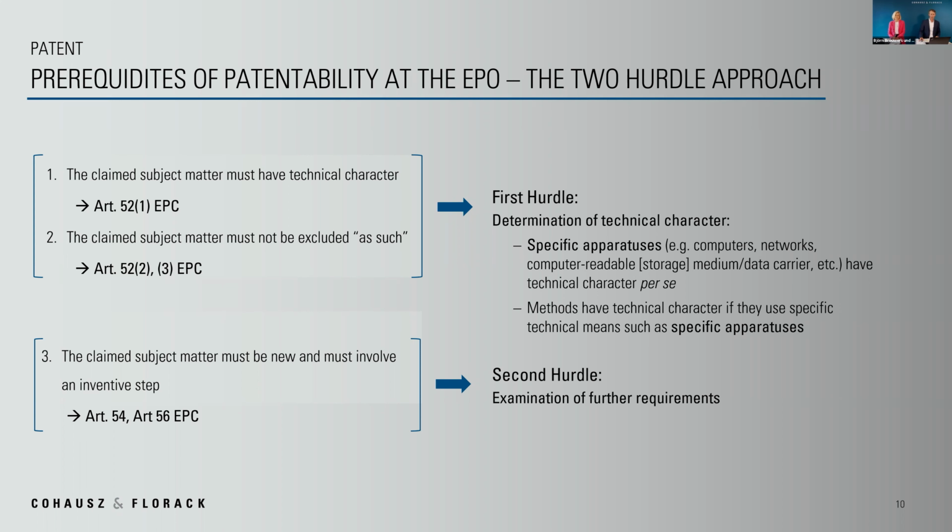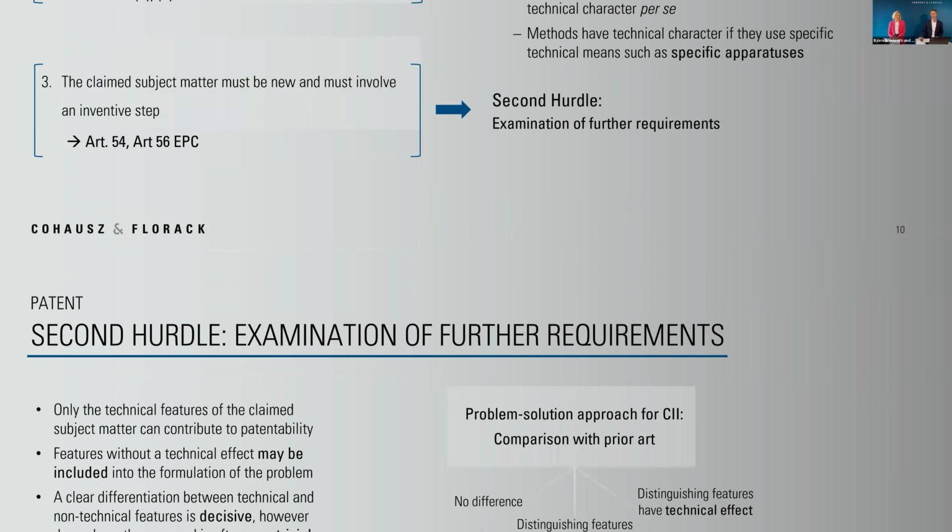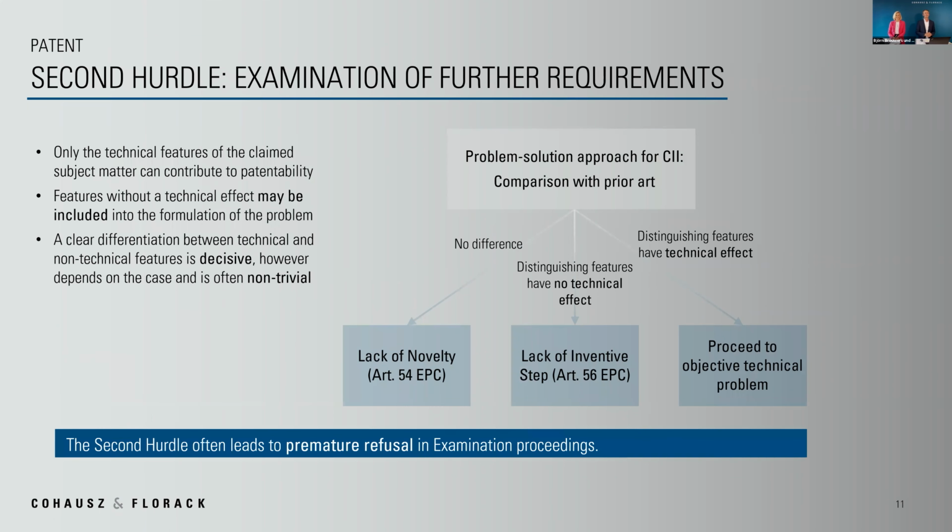And the second hurdle, this is what I will tell you now. It's more complicated, right? Yes. And the thing is that for overcoming the second hurdle, only the features that have a technical effect can be considered in the inventiveness discussion. Of course, these features must be new in view of the prior art, and they also need to be technical.